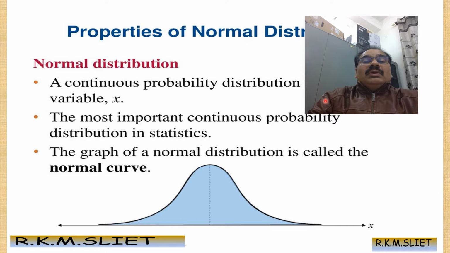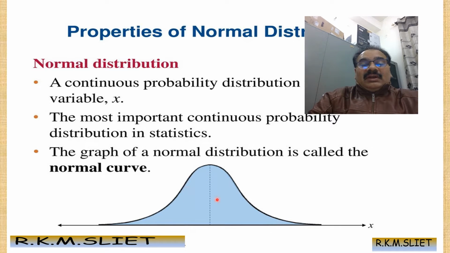Now, what are the properties? Some of the good properties of the normal distribution are listed here. This is a continuous probability distribution for a random variable x. The most important continuous probability distribution is known as the normal distribution, among all, including the binomial and Poisson. The graph of a normal distribution is called the normal curve. So this is the beauty of this graph.